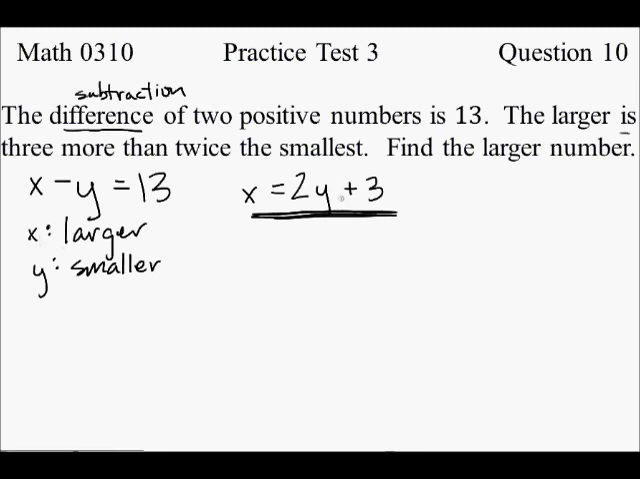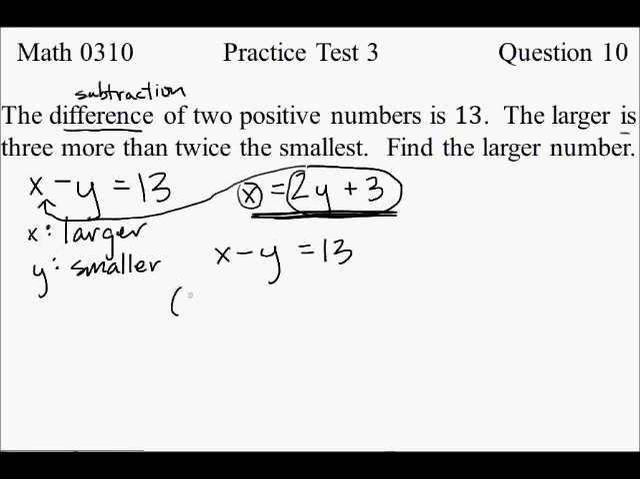So I could use this as an x substitution, take what x is, and plug it in the other equation where x is. And that would help us solve for y. Okay, so let's do that. So our x minus y equals 13 would become, if x is 2y plus 3, what we have here in our substitution. So this is 2y plus 3, x becomes that, minus y equals 13.